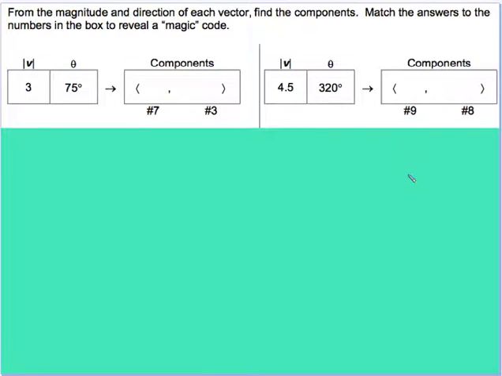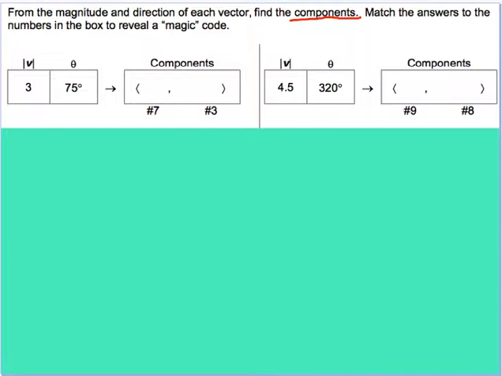All right, so on this side, from the magnitude and direction of each vector, find the components. So this time we need to use magnitude and direction to find the components and match these answers to the numbers in the box revealed in a magic code. All right, so the formulas we need to find x and y, or our a and our b, use the formulas we covered yesterday.